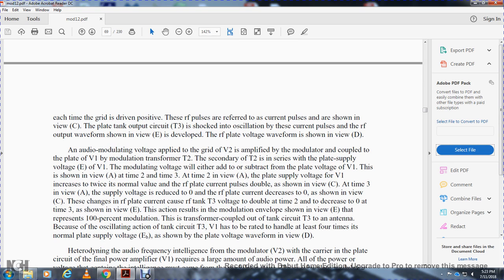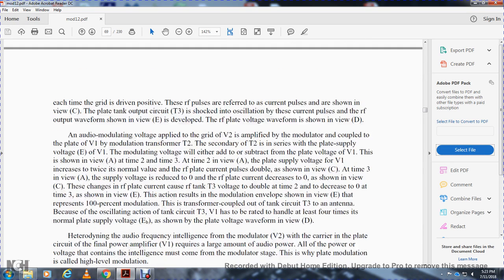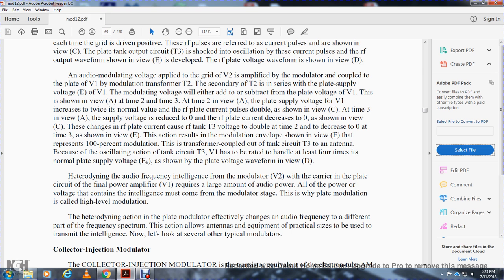The radio frequency output is transformer coupled from the tank circuit to the antenna, because of the oscillating action of the tank circuit. The radio frequency power amplifier has to be rated to handle at least 4 times its normal plate supply voltage, as shown in the plate voltage waveform, view D.